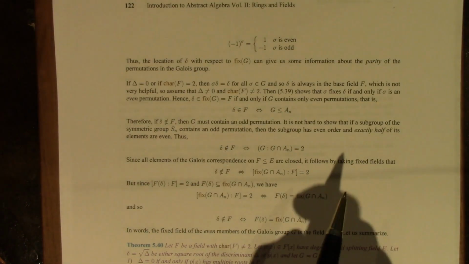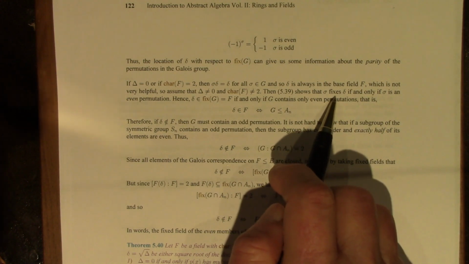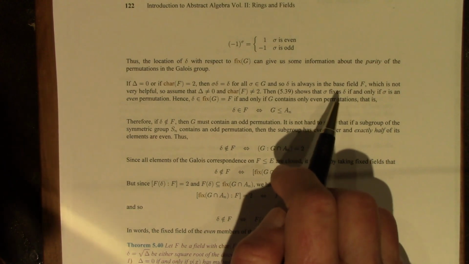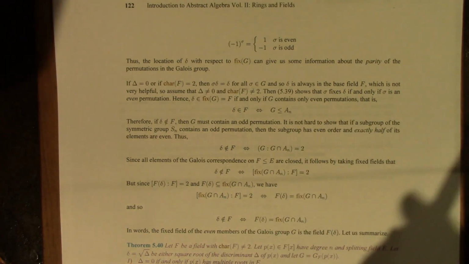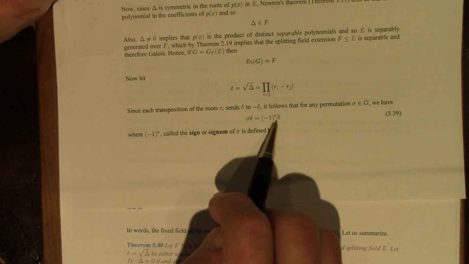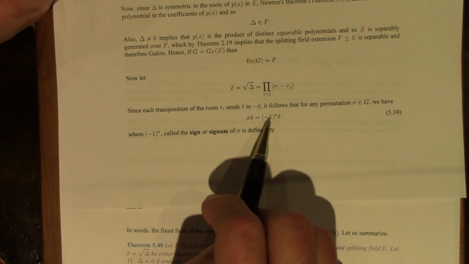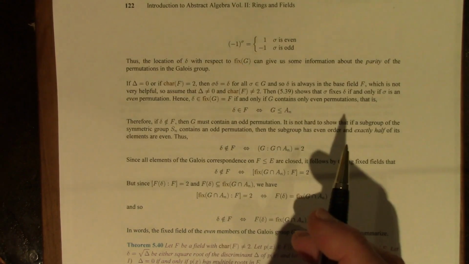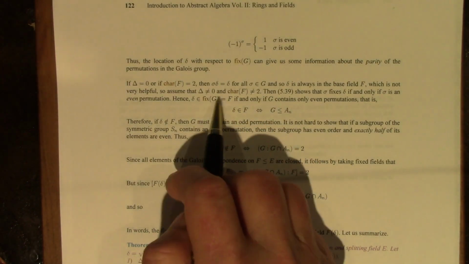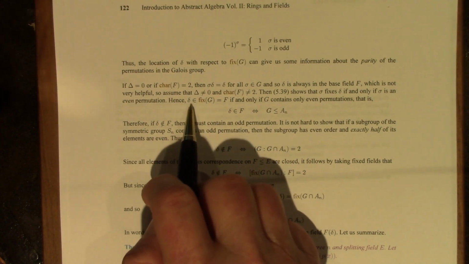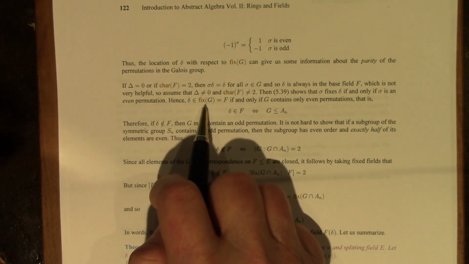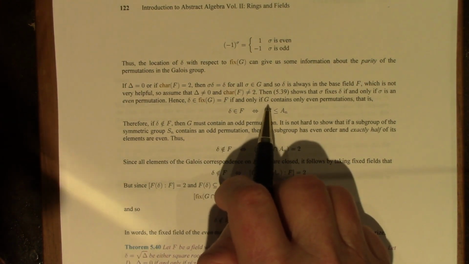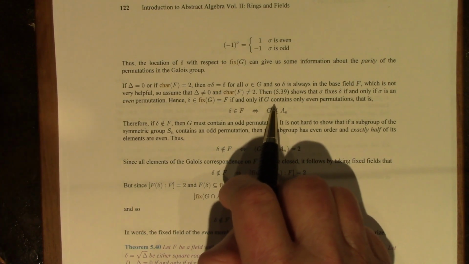Then this equation shows that sigma fixes little delta if and only if sigma is an even permutation. So sigma of delta is delta if and only if the sign of sigma is 1, if and only if sigma is even. So little delta belongs to the fixed field of G, which is F, if and only if G contains only even permutations.